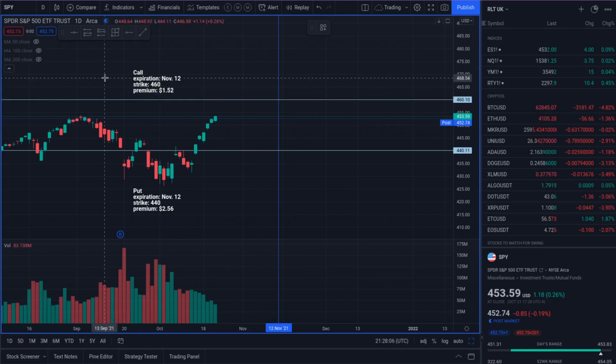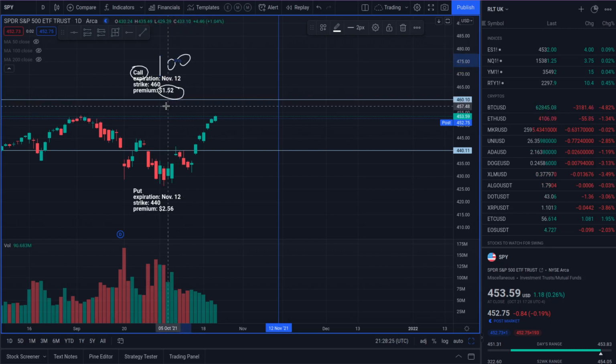There's one important thing that I have to clarify. Usually the premium is on a per share basis, those numbers that you see in your broker. But remember, a call option grants you the right to buy 100 shares. So if you want to compute the cost of one contract of call, you have to multiply the premium by 100. So what you get here is $152 per contract.